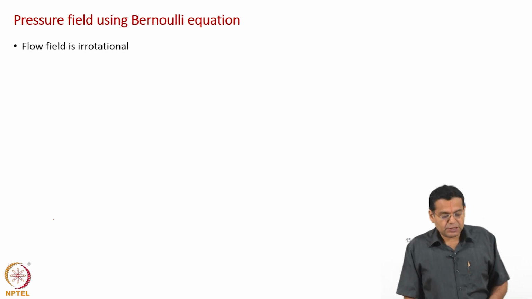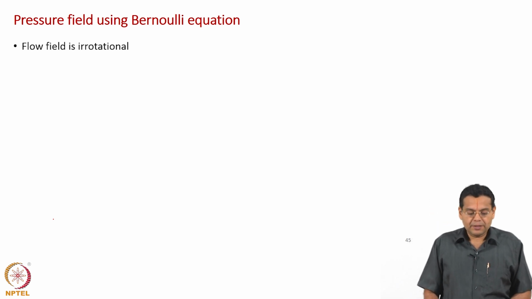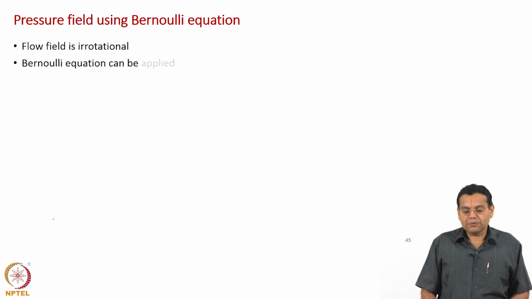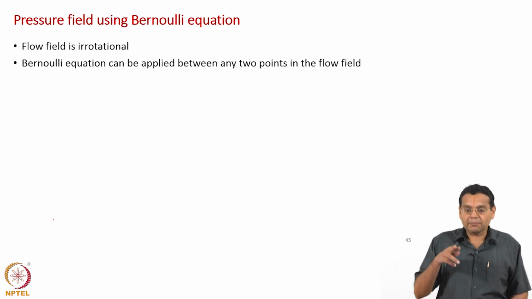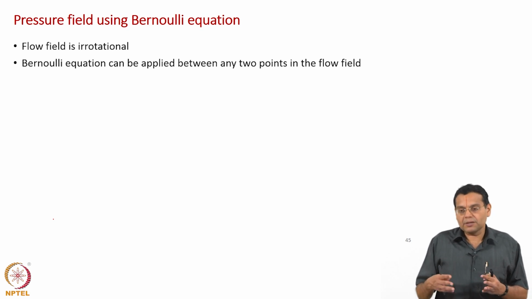Now, because the flow field is irrotational, I can apply the Bernoulli equation between any 2 points, that is the advantage here. Because if it is not irrotational, then by applying Bernoulli's equation you cannot get the pressure field, because then you will have to apply it only along streamlines. Because it is irrotational and because you can apply Bernoulli's equation between any 2 points, you can get the entire pressure field.